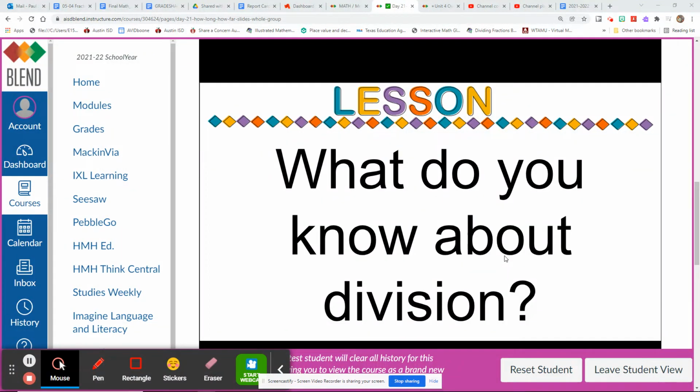All right, so what do we know about division? Well, we take things and we split them into parts. We take things and we split them into equal groups. We take things and we divide them. We take our dividend and we split it into the amount of groups of our divisor. We have quotients. We have remainders sometimes. Sometimes we don't have remainders when we use decimals. So there's a lot we know about division.